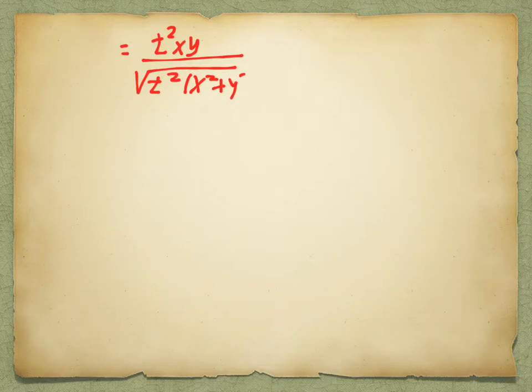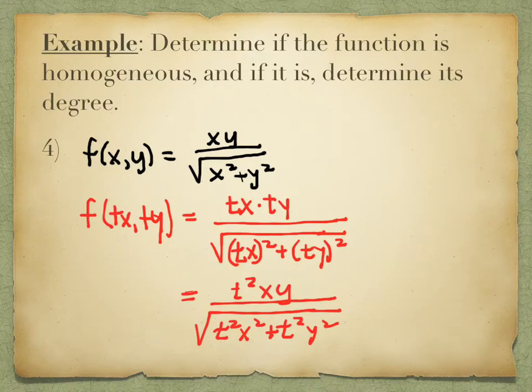My goal is to somehow get this whole expression to look like the one I started with, with a t to a power in front of it. So my goal is to turn it into this piece with t to some power n out in front. That's what I'm looking to do. And if I can do that, it is homogeneous, and whatever that exponent is, that's my degree.